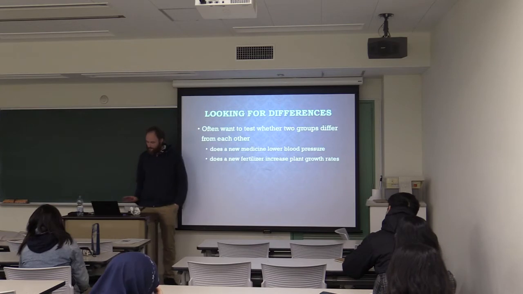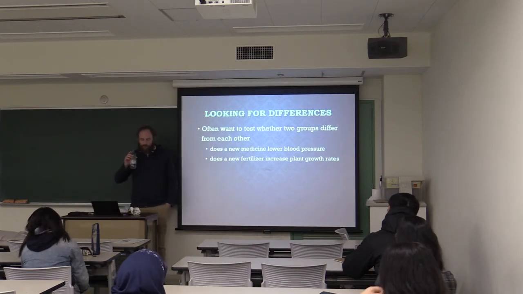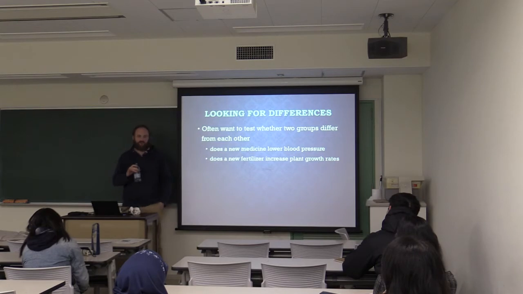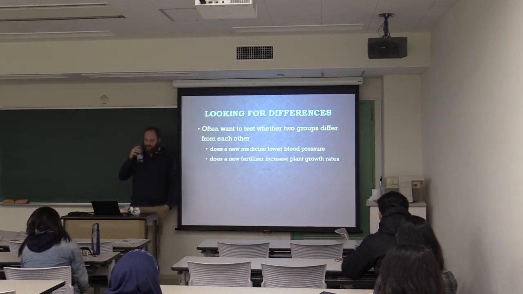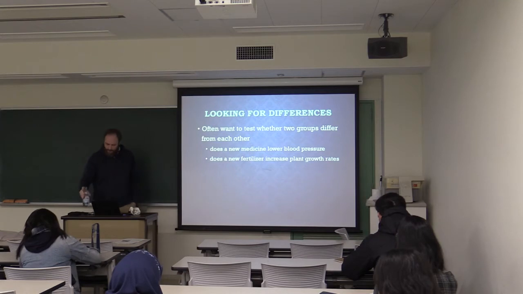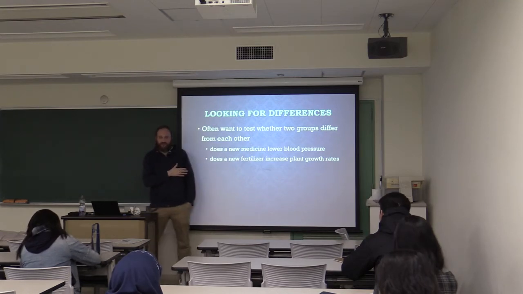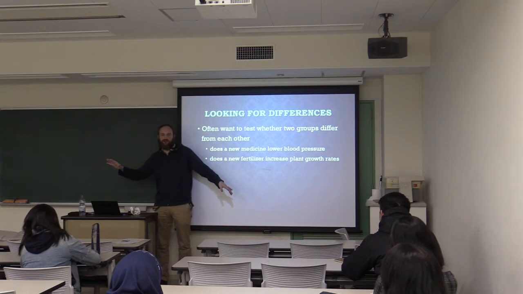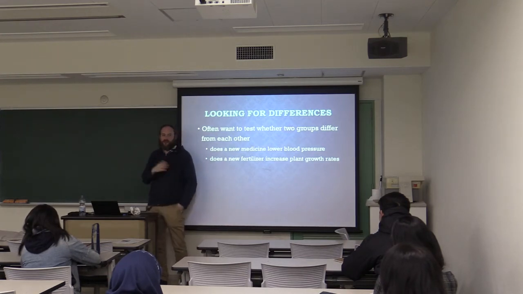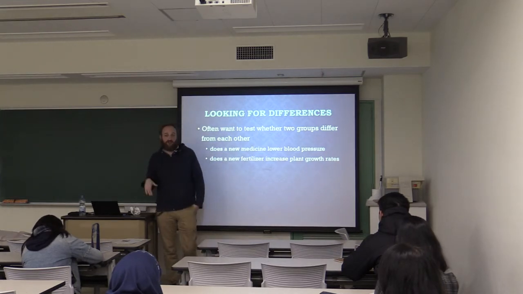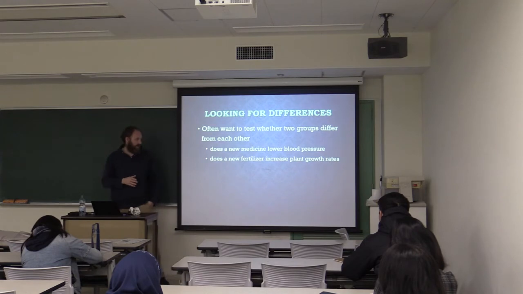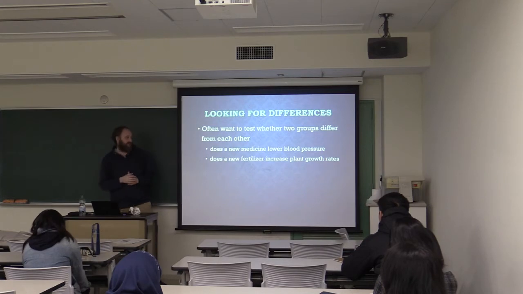Okay, so often in science we want to look at two groups, a control group and a treatment group. And we want to know whether or not these two groups differ significantly from each other. So an example here might be that we have a new medicine. Okay, so we've got the old medicine and we've got the new medicine. And is the new medicine better than the old medicine at reducing blood pressure? Okay, or curing cancer, or whatever it is. Okay, so we've got our control group and we've got our treatment group. Our control is the old medicine, our treatment is the new medicine.